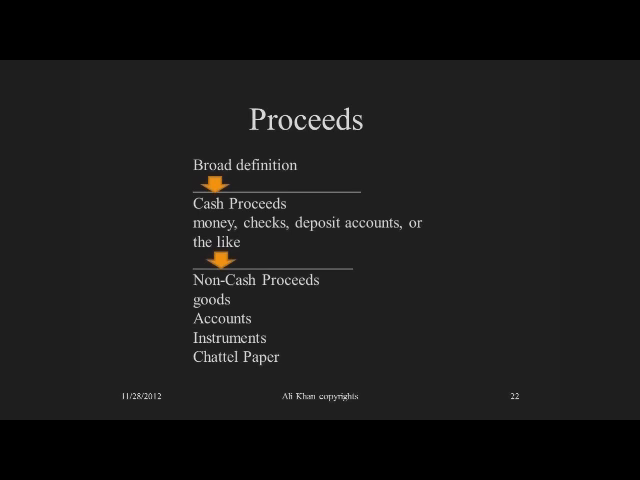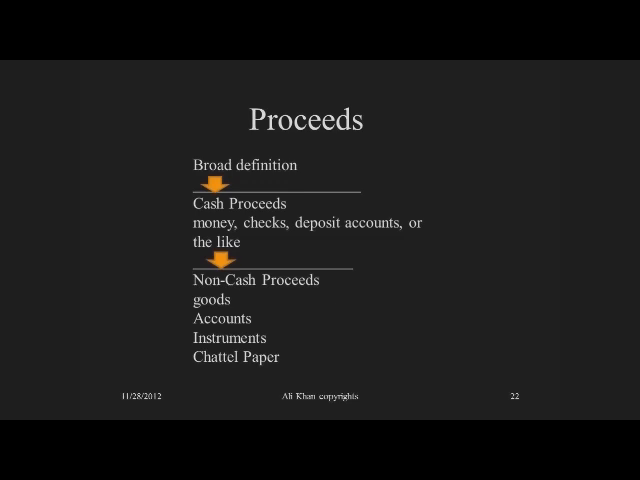Article 9 divides proceeds into two broad categories: cash and non-cash. Now, cash proceeds are defined as money, checks, and deposit accounts. If you sell the collateral and you get actual cash, that's cash. But if you get a check of $50,000, that is also cash. If someone transfers $50,000 into your deposit account, that is also cash proceeds. So an electronic transfer of funds, a physical check, an electronic check, or Federal Reserve notes are all cash. These are cash proceeds. Whatever is not cash is called non-cash proceeds.